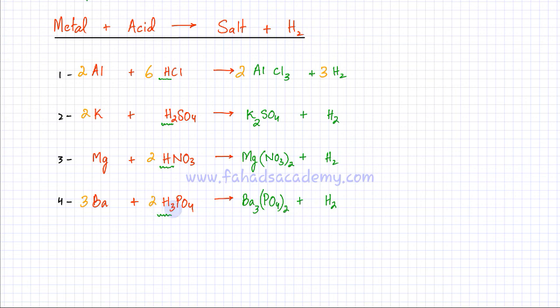Now there's 6 hydrogens in total, so there should be 3 molecules of hydrogen. Now the equation is completely balanced. So this is your reaction. Barium reacting with phosphoric acid produces barium phosphate and gives off hydrogen gas.